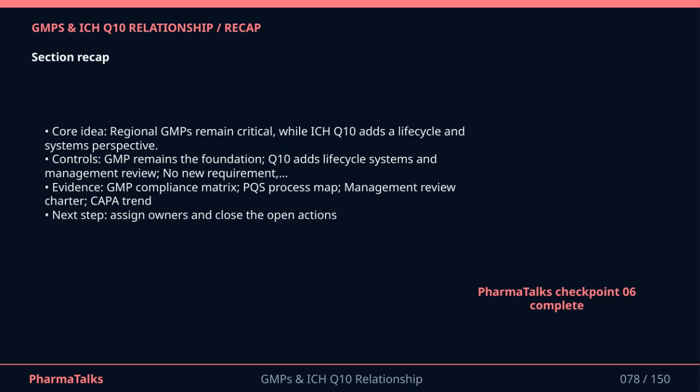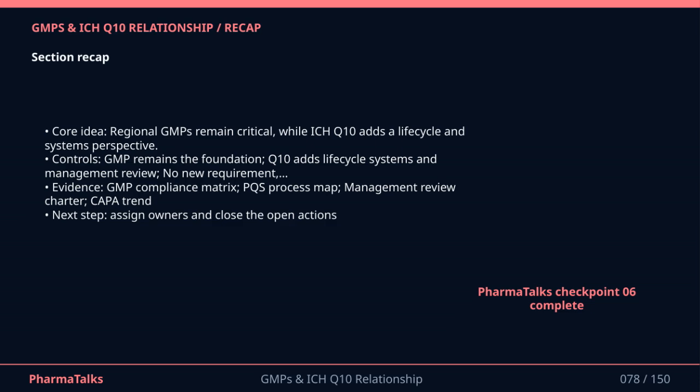When it comes to controls, GMP remains our foundational framework. ICH Q10 doesn't introduce new requirements, but enhances the approach by incorporating lifecycle systems and management review processes. This integration strengthens our overall quality system. As evidence of this relationship in practice, we look at tools like the GMP Compliance Matrix, the Pharmaceutical Quality System Process Map, Management Review Charters, and CAPA trend analyses.